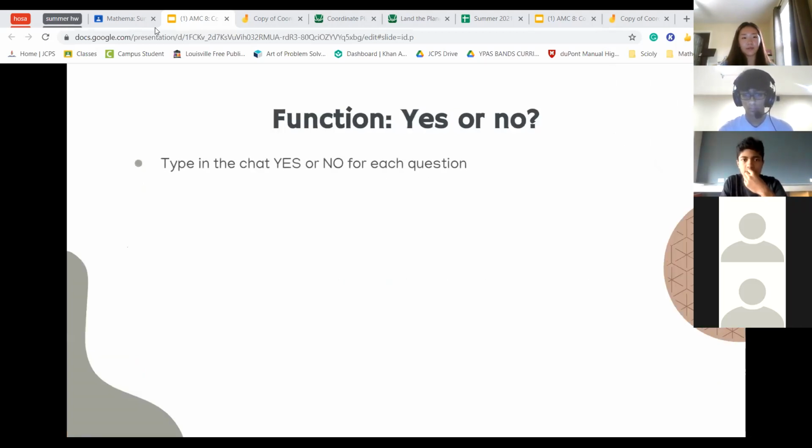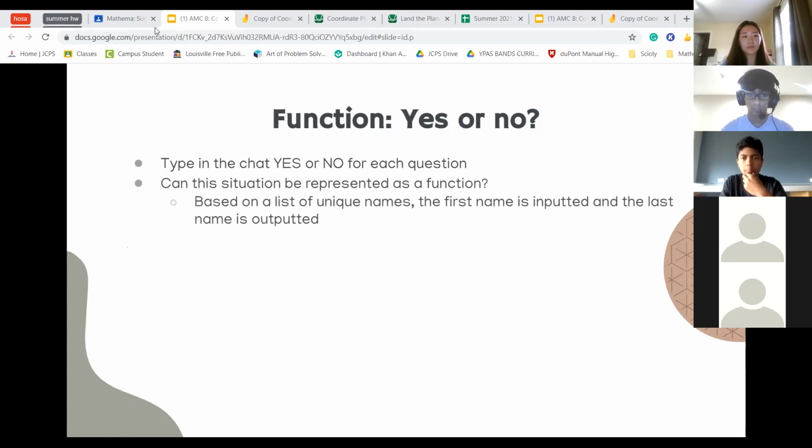So we're going to go over these. In the chat, type in whether the example is a function or not. The first situation is based on a list of unique names. The first name is inputted and the last name is outputted. So this means there's nobody with the same name. Yes, this is a function. It's pretty trivial. For every input of a first name, there's going to be an output. Nobody can have two last names.